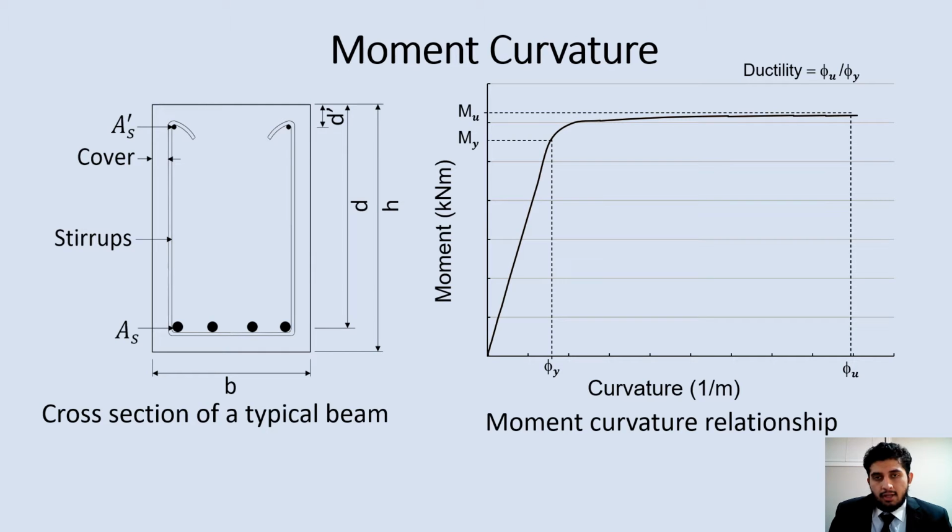The assumptions made here were that plane sections remain plane, which means that the strain in the beam is linearized, and secondly that the beam and the reinforcement have a perfect bond.